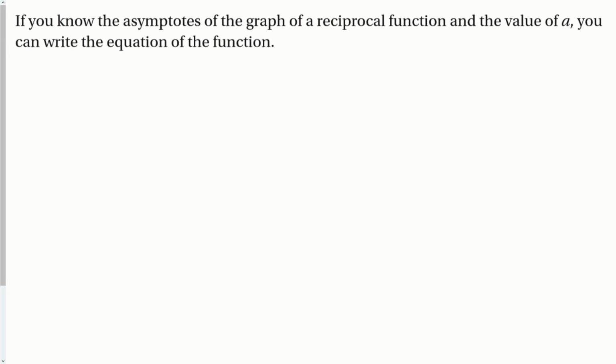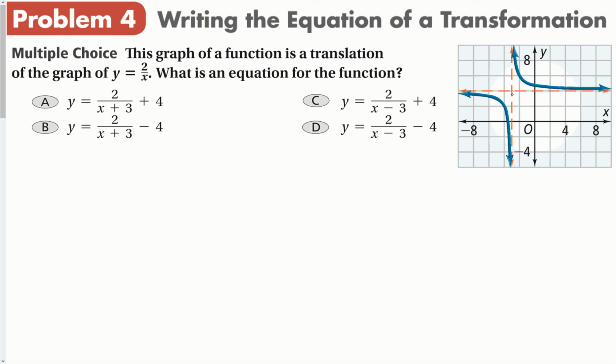If we know the asymptotes of the graph, and we know A, we can write the equation of the function. This is pretty simple because I can see my graph and my asymptotes. As long as it tells me A, which it does, I know it has to be 2 over something. Now I just have to decide that something. Notice that these lines go by 2's. So this is going left 3, up 4. You just have to look at your functions here and say which one of these functions goes left 3, up 4, and the answer would be A.